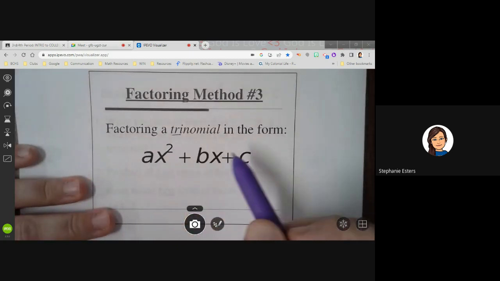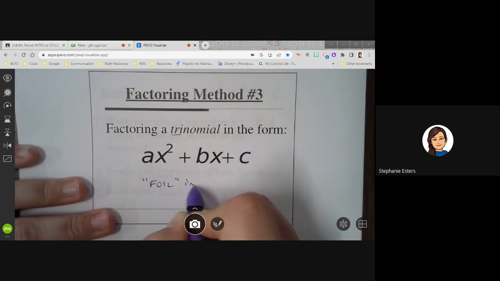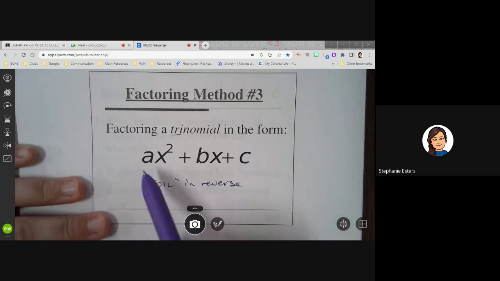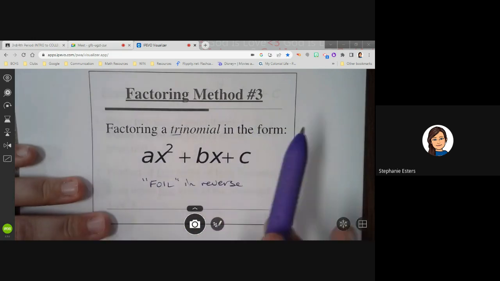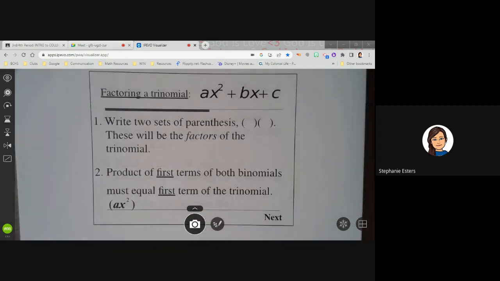So when we're factoring by trinomial method, it's essentially FOIL in reverse. Meaning that I want to look at what times what would give me my first term, what times what would give me my last term, and then manipulate the signs so that my inside and outside terms reduce to whatever it is that they need to. I'll show you what I mean.